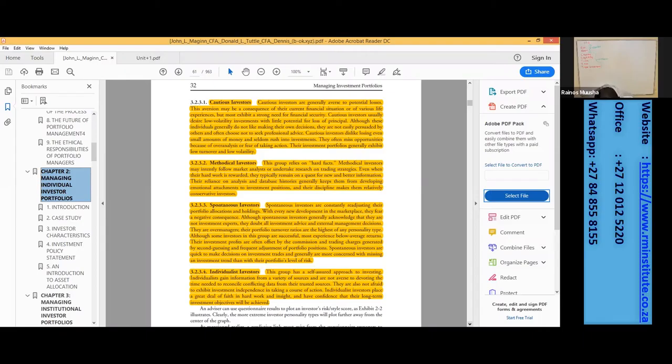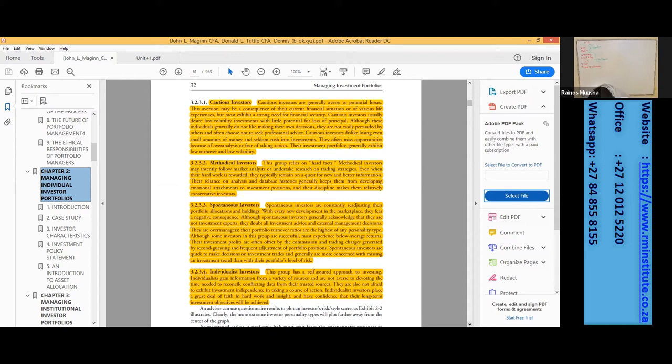So cautious investors usually desire low volatility investments with little potential for loss of principal. Although these individuals generally do not like to manage their own decisions, they are not easily persuaded by others, and often choose not to seek professional advice. Cautious investors dislike losing even small amounts of money and seldom rush into investments. They often miss opportunities because of over-analysis or fear of taking action. Their investment portfolios generally exhibit low turnover and low volatility as well.